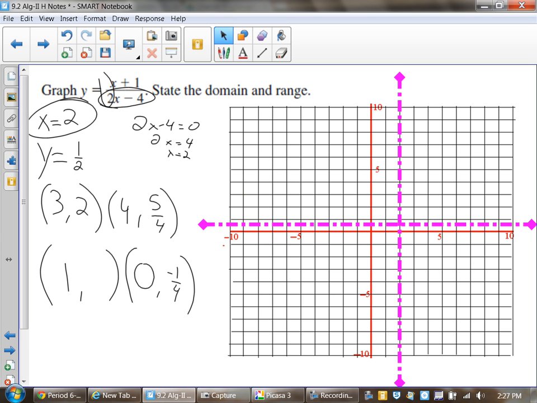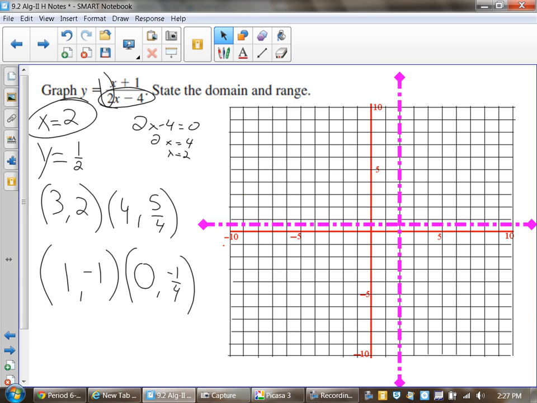What'd you get for 1? Negative 1? Is it negative 1? I got negative 1. Then you just plot those 4 points.